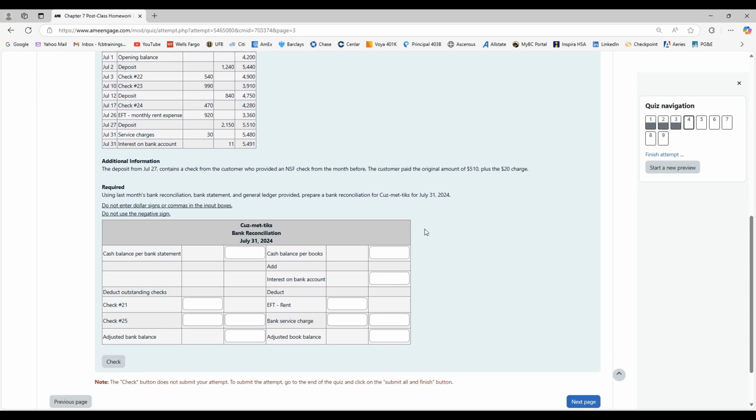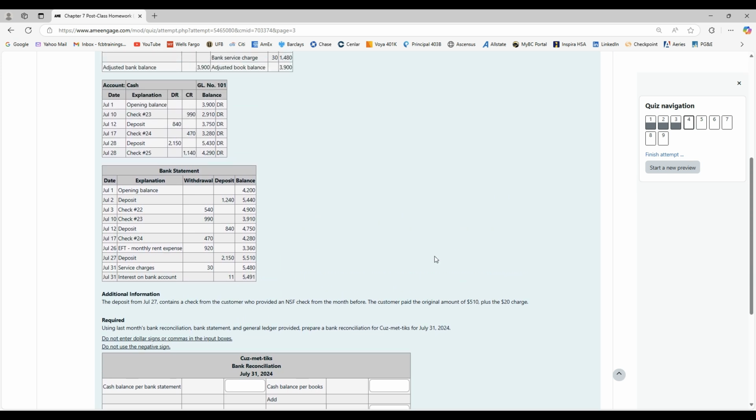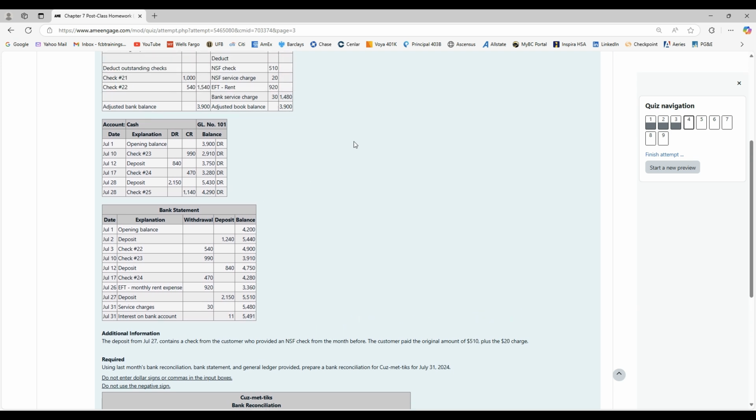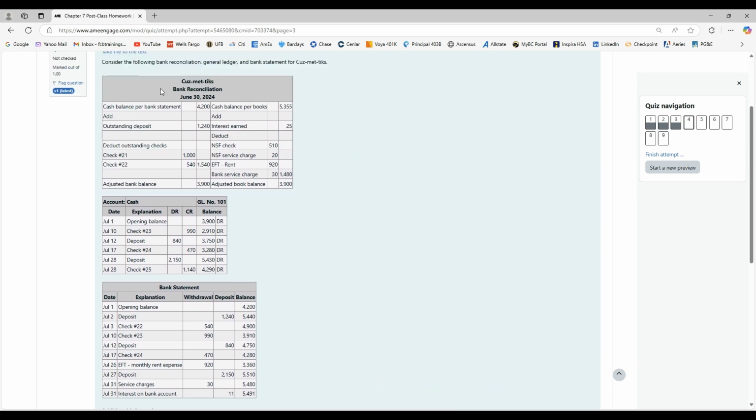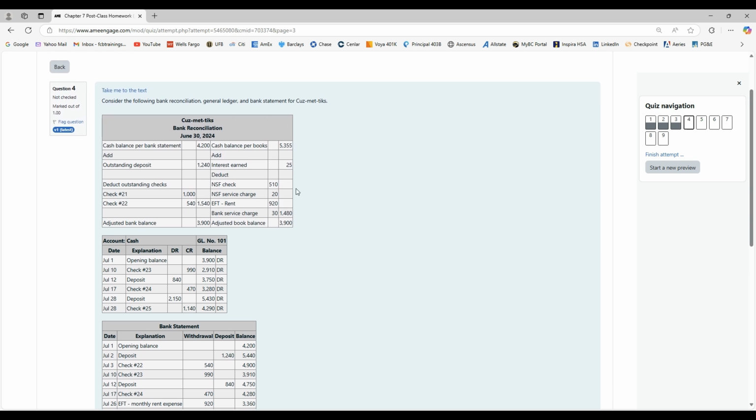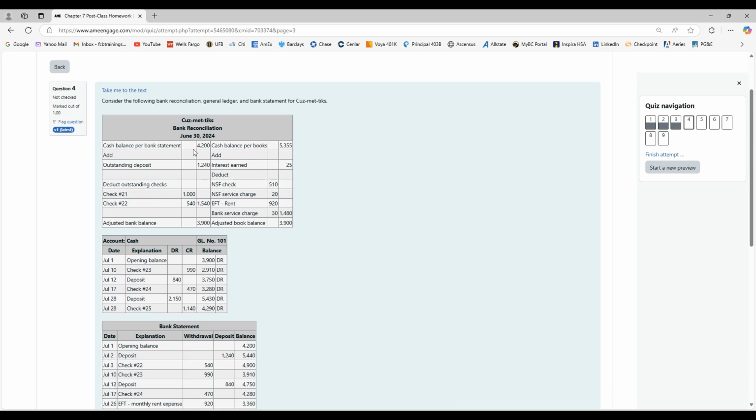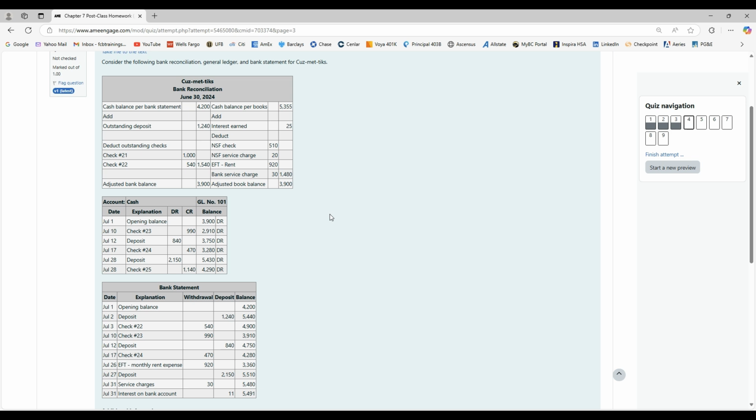Okay, so this problem makes it a little bit more challenging, if you will, where it doesn't just tell you all of the things that are reconciling items, but instead it requires you to actually look at the bank statement and the ledger activity to find the differences. And it gives us last month's adjusted reconciliation. We're doing July. This is June, and so there might be some information here that's helpful to us when we're going through doing our reconciliation.